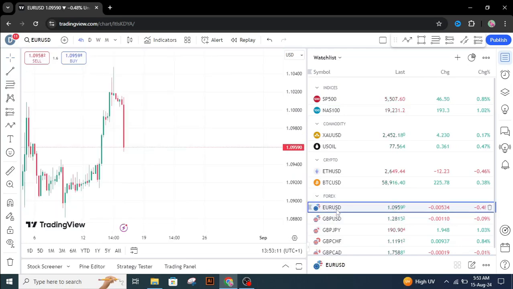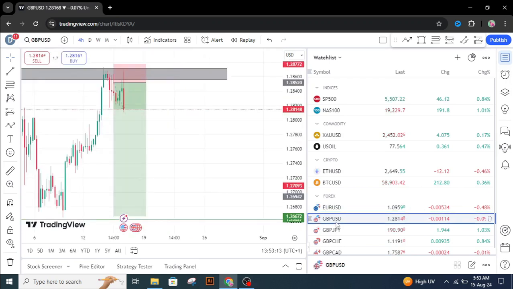Okay, Euro USD. Let me go back to it. I'm sorry, GBP USD. So the first one is double bottom. The second one is double top. So I want you to take note of that.